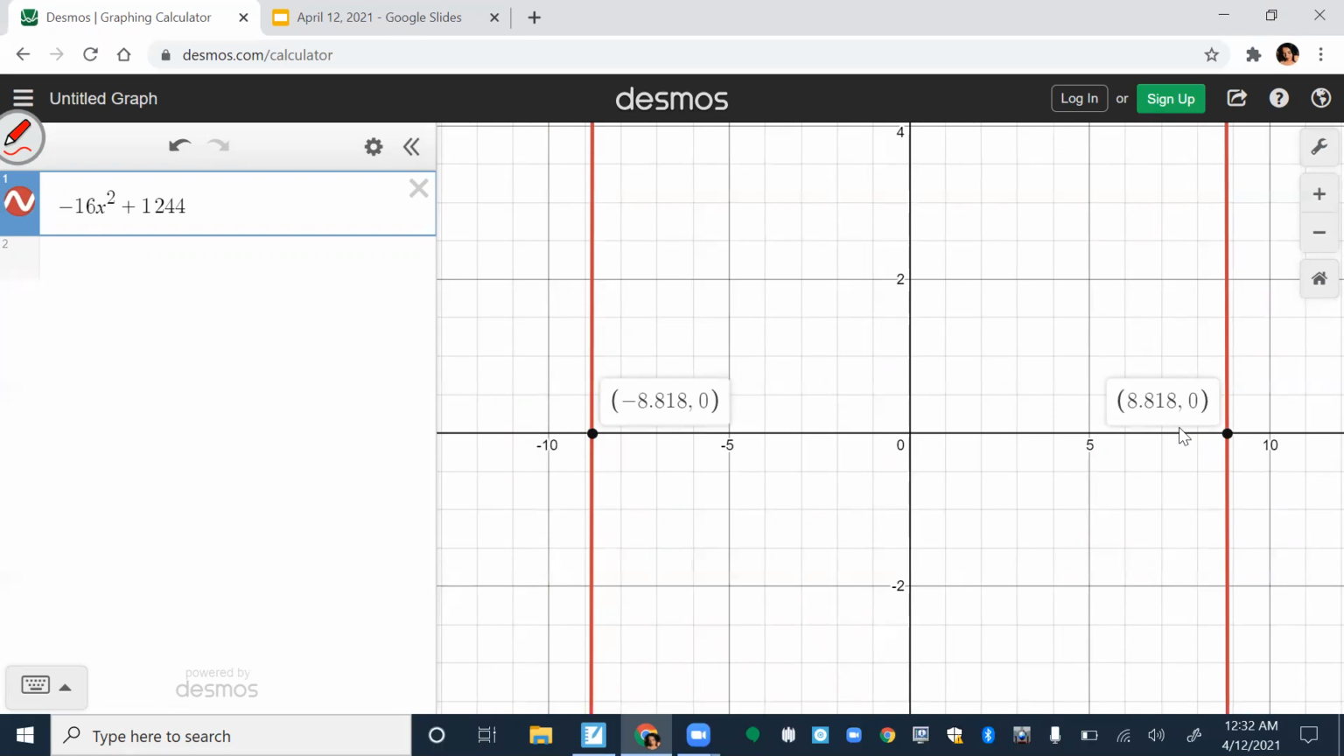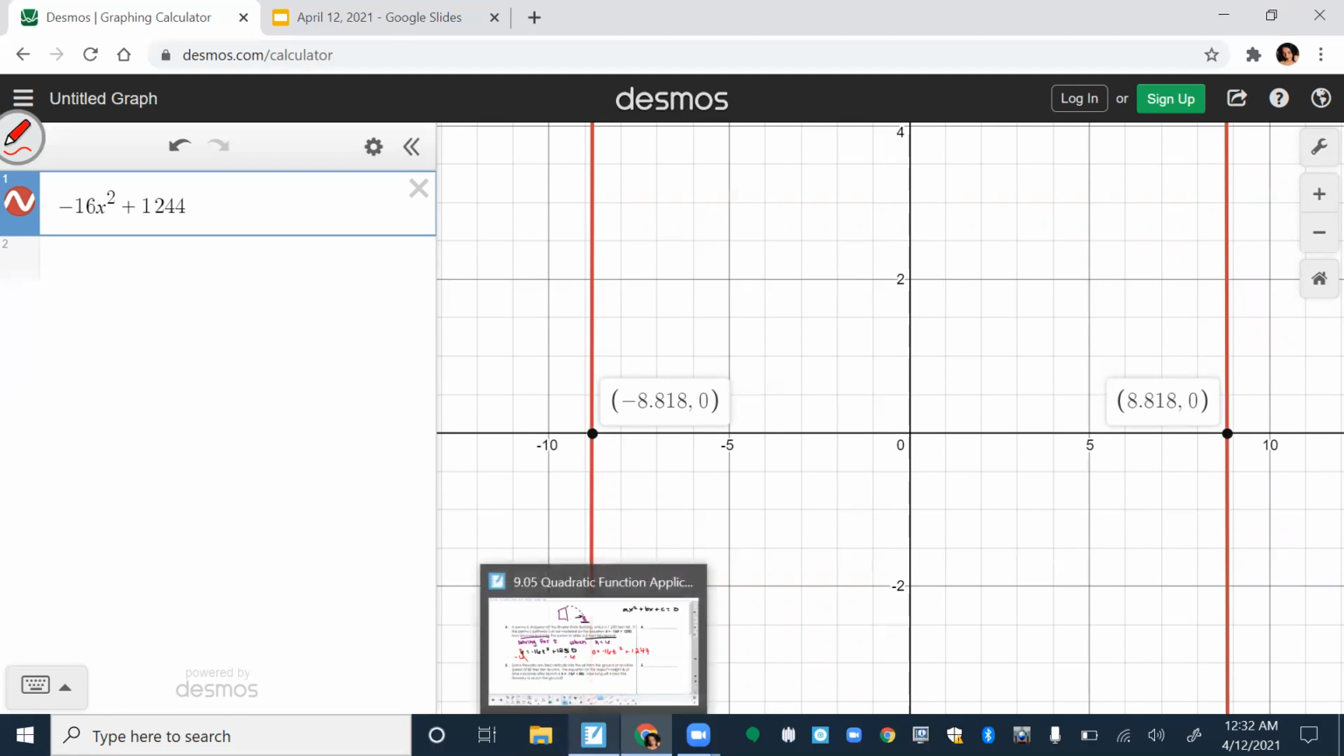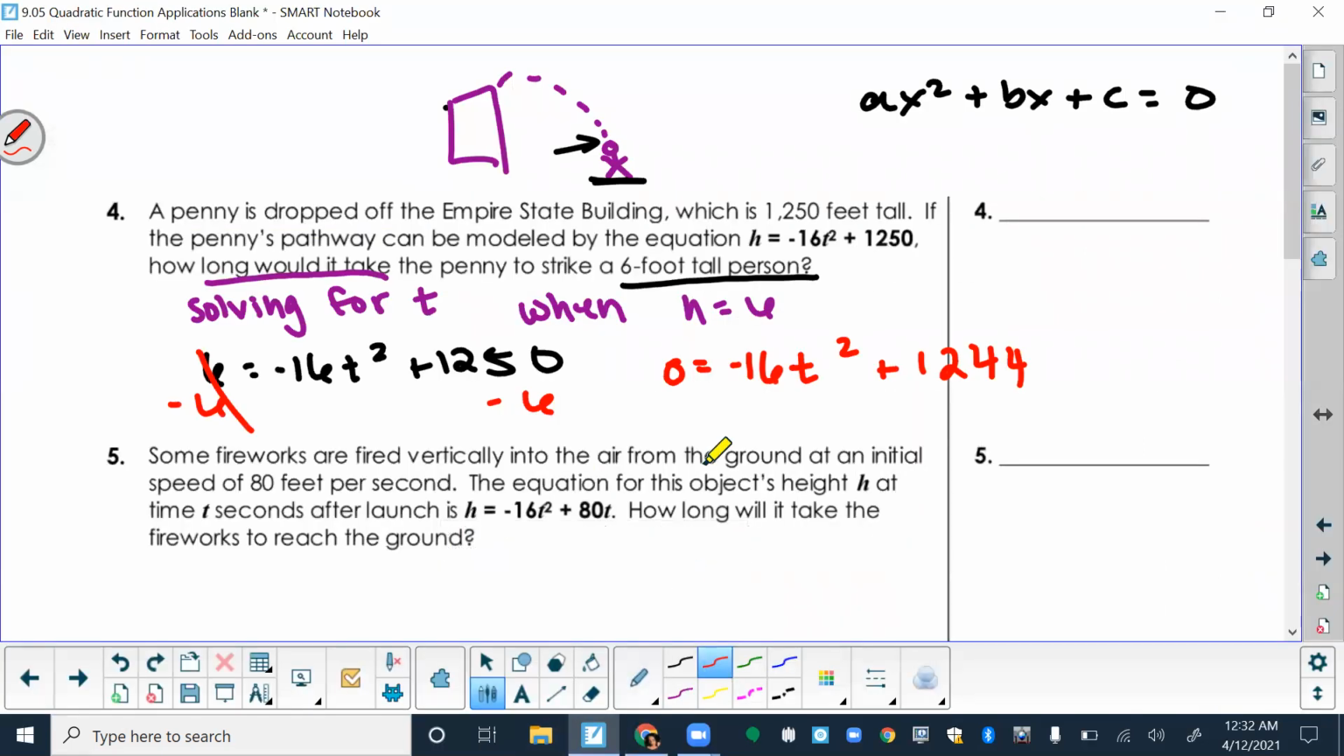Well, are we looking for when the time is positive or when it's negative? Are we looking for before it was thrown, which would be the negative value, or after it was thrown, which would be the positive value? The correct answer would be the positive value. So I would go back here and I would say that the t value is about, so we'll use the squiggly lines, 8.82 seconds.